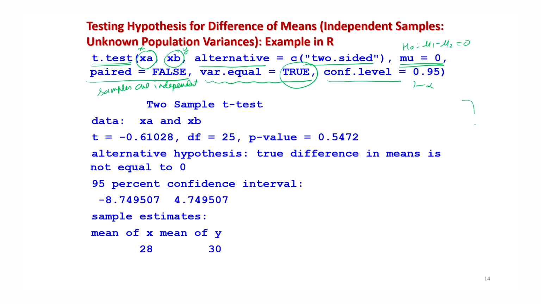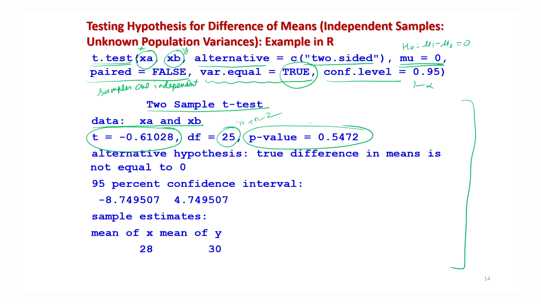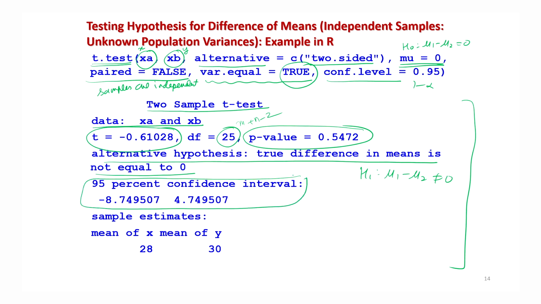Now if you try to see, this is the outcome. So this is the two sample t test. Data used here is xa and xb, and this is the value of t, right? And this is the value of degrees of freedom, m plus n minus 2, and this is the p value. Alternative hypothesis is two-sided, so the true difference in the mean is not equal to 0. That is H1: mu1 minus mu2 is not equal to 0, and the 95% confidence interval is obtained like this, right? And the sample means of x and y are obtained like this, 28 and 30, right?